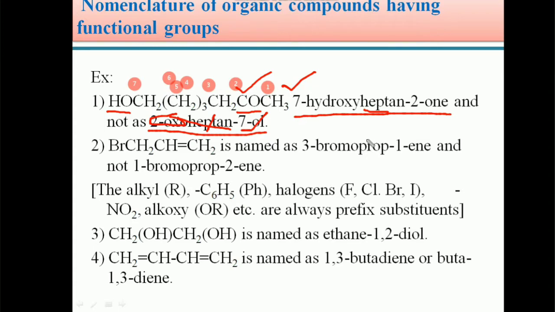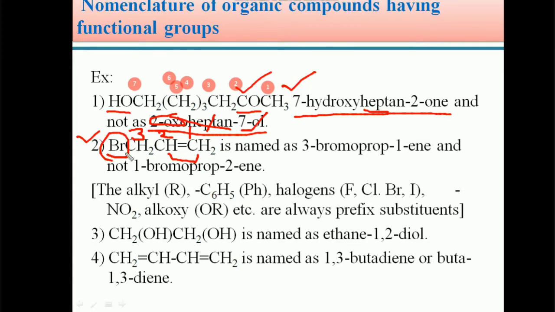And also we can see one more example, students. BrCH2 CH double bond CH2. So here in this compound alkene C double bond C is present, and bromine Br as a substituent, and C double bond C is the principal functional group. Then you can give the numbering 1, 2, 3. 3 carbon atoms are present which are directly connected, and the third carbon is having a bromo group, bromine substituent.